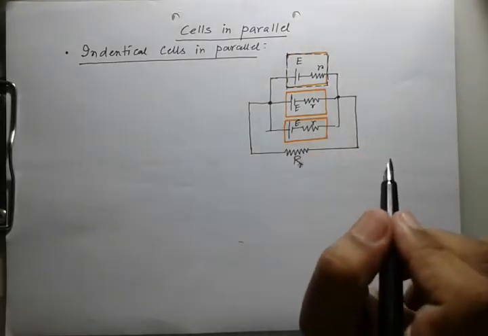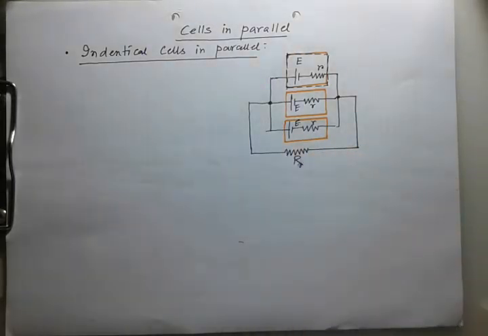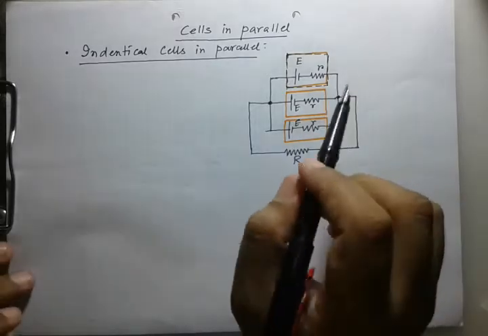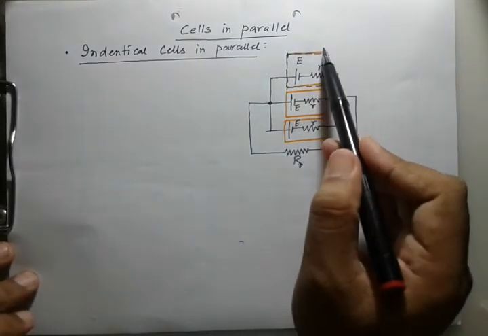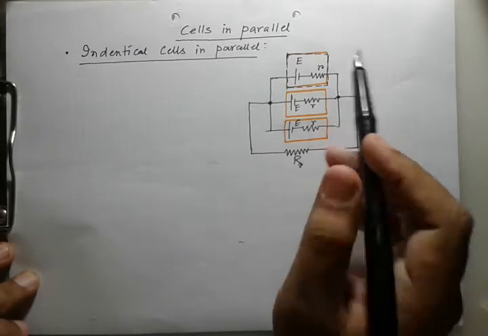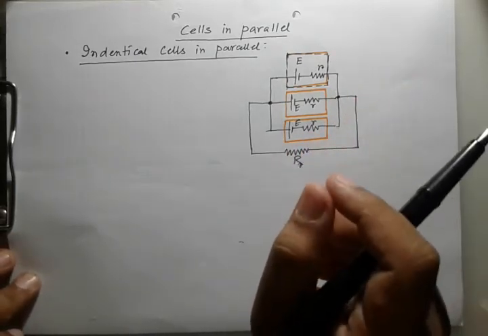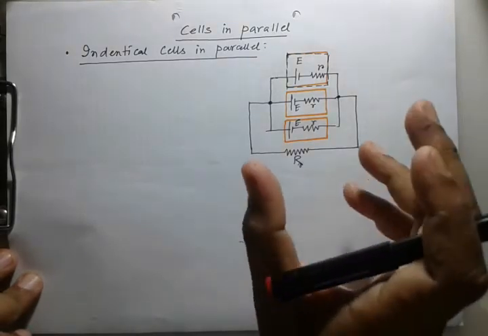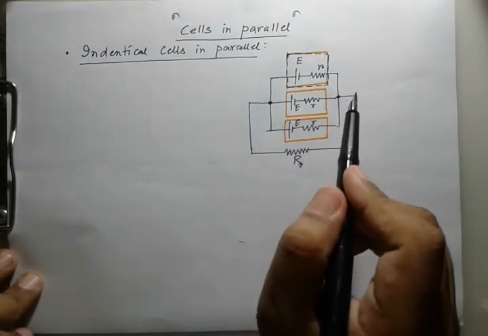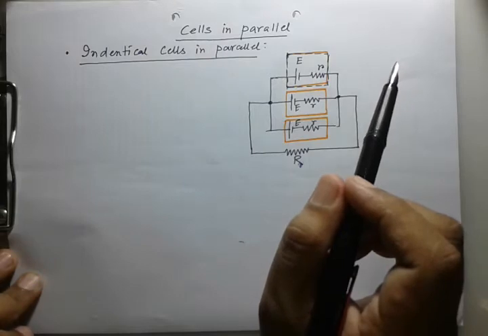Now what are you going to find out? You are going to find out the effective equivalent cell. That means instead of these three cells, we are going to connect only one cell. So what will be that cell's EMF, and what will be the equivalent internal resistance of that cell? So remember this one.